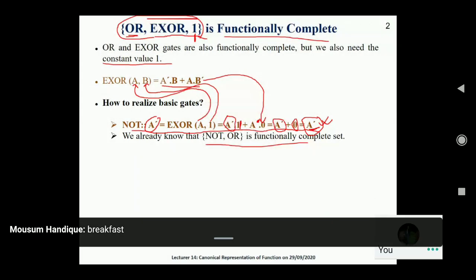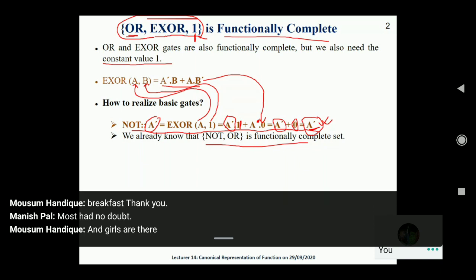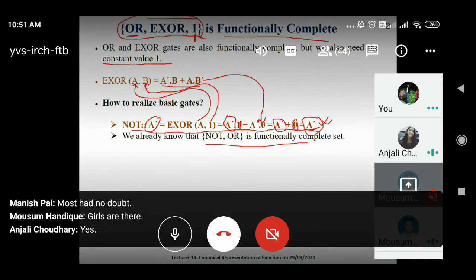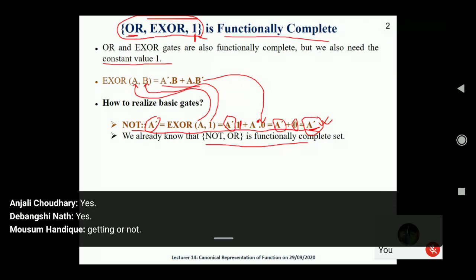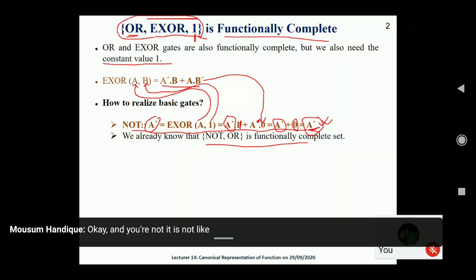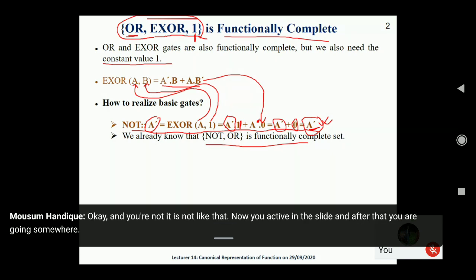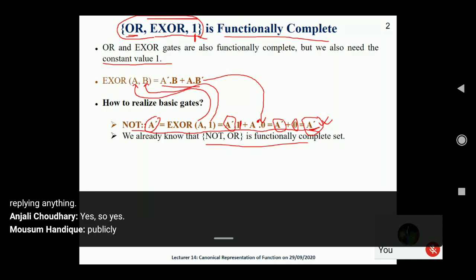No, आज तक एक भी लड़की ने मेरे को क्वेश्चन नहीं पूछा. No, sir. ओके, गर्ल्स आर देयर, गर्ल्स आर देयर. Yes, sir. You are getting or not? Yes, getting sir. Okay, it is not like that. You activate the slide and after that you are going somewhere. Can you constantly sit with me or not? No answer. Again, you are not replying anything. Yes, sir. Constantly sitting with you. Yes, sir. We are here.